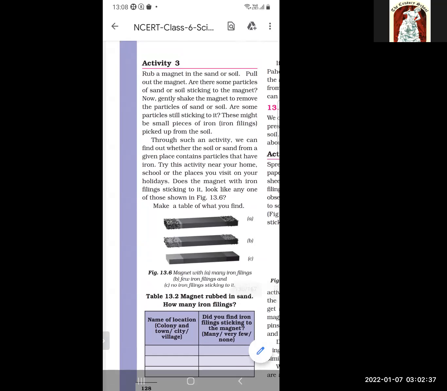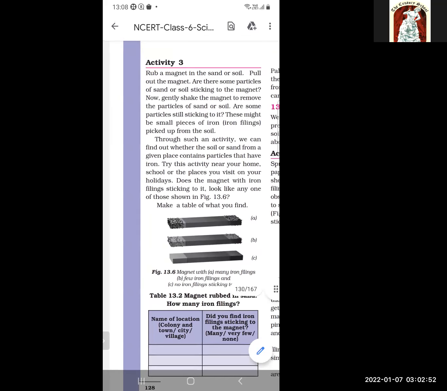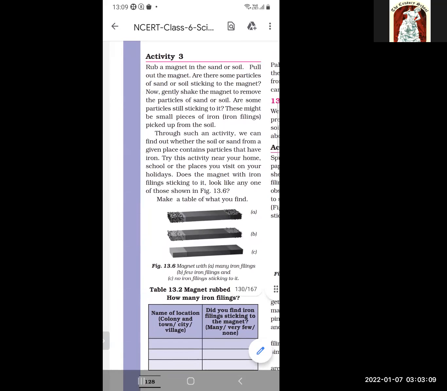So what is activity 3? We take a magnet and rub it in the sand. If sand is not available, we can rub this magnet into the soil. Then we shake the magnet, and after shaking, the particles of soil are removed. Then we will find that some particles of iron stick to the magnet.